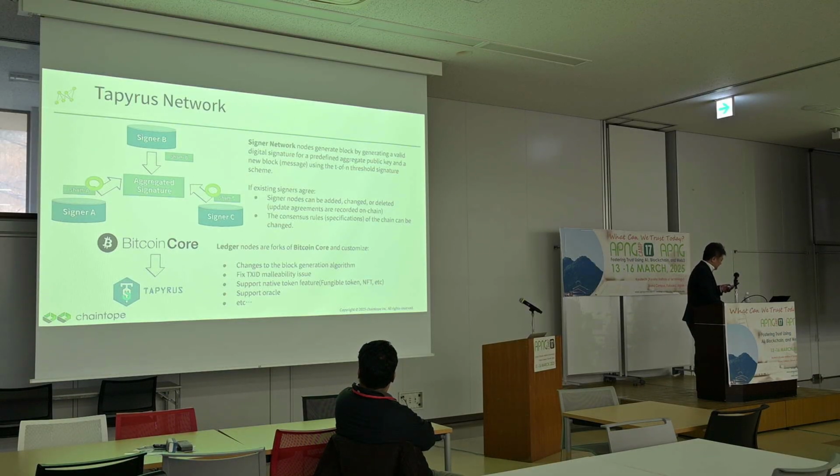Each node in the signer network uses the T of N threshold signature scheme for signing. This threshold signature scheme requires that T participants cooperate to create a valid digital signature for the aggregate public key. That is the aggregate of the public keys of all N signers.